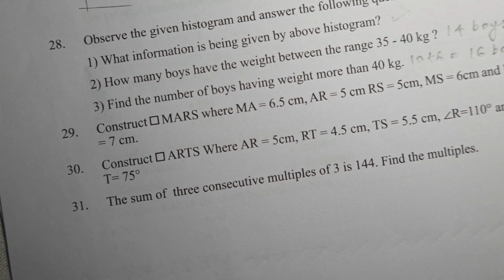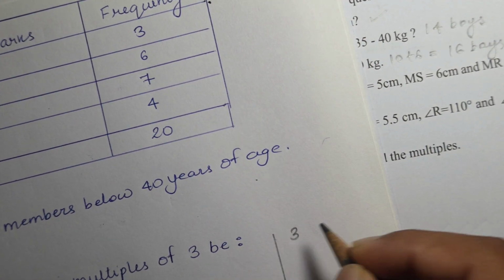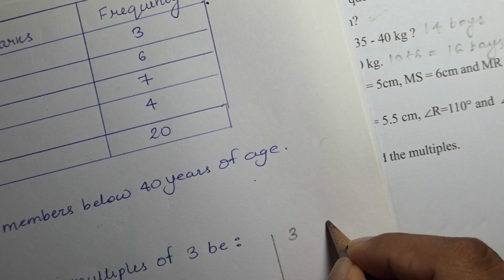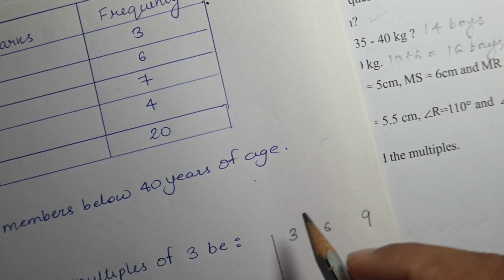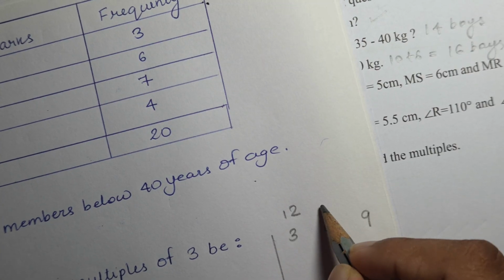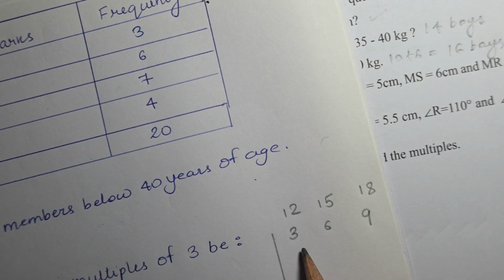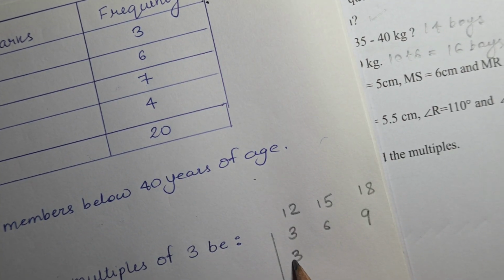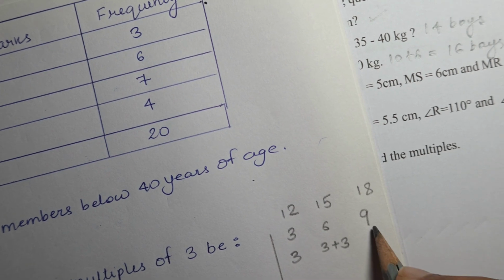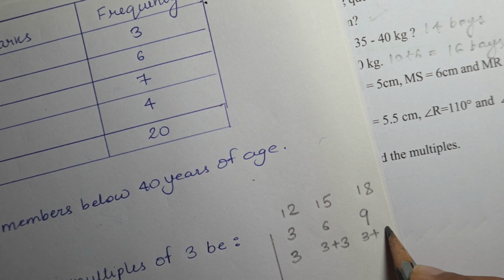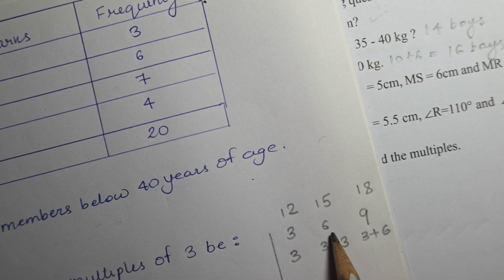They have asked the sum of 3 consecutive, which means one after the other. For example, the first one was 3, the second one would have been 6, the third one would have been 9. Similarly, if the first one was 12, the second would be 15 and the third would be 18. How did I get 6? 3 plus 3. How did I get 9? 3 plus 6.